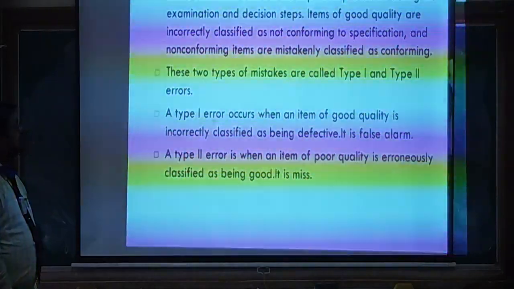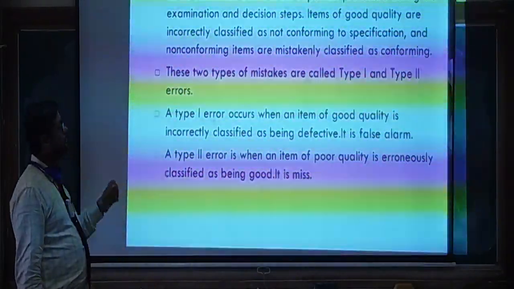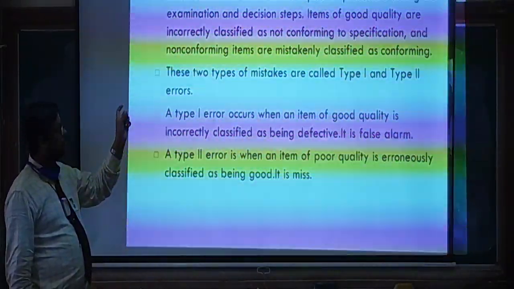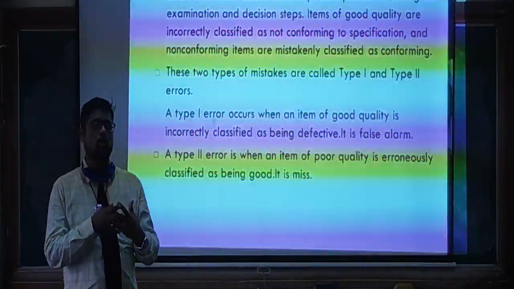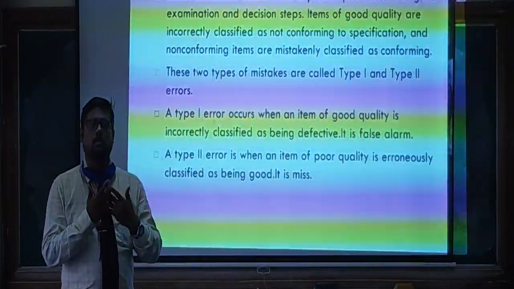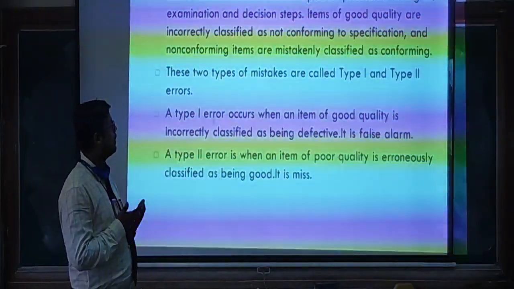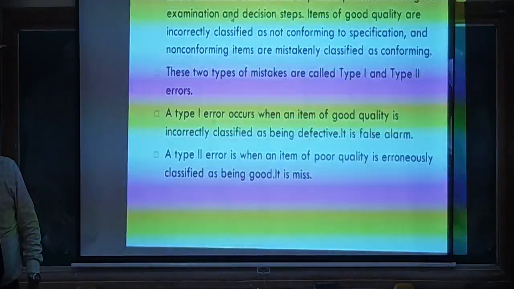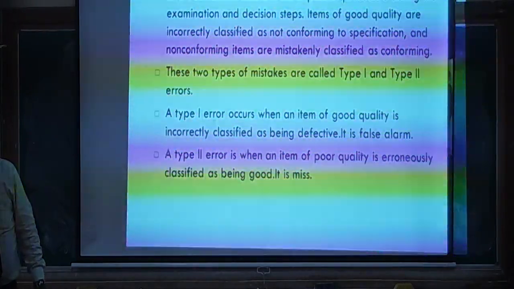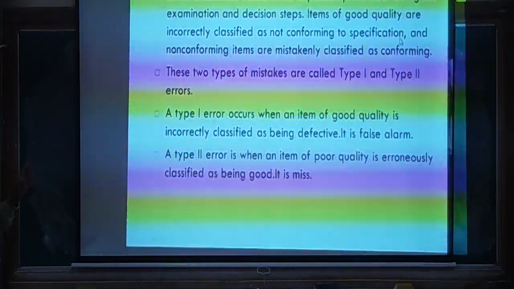Items of good quality are incorrectly classified as not conforming to specifications. So here, just note, items of good quality are incorrectly classified. The good products are there, the inspection is done, the decision has been taken, the action has been taken, everything is correct, but still the items of good quality are incorrectly classified. We are not classifying correctly as not conforming to specifications.